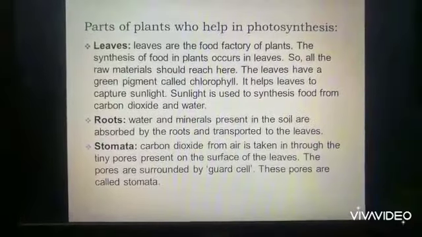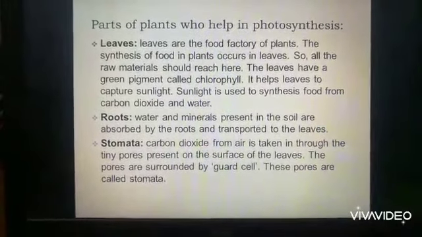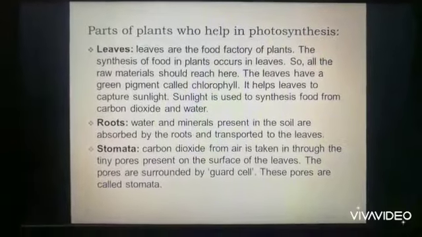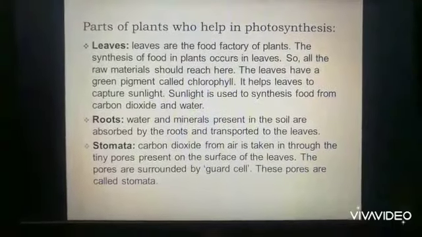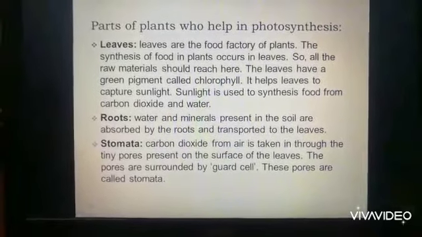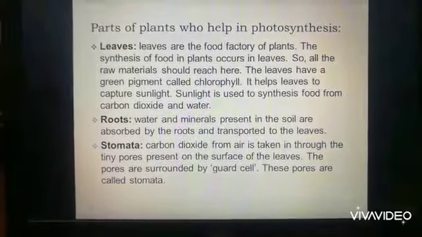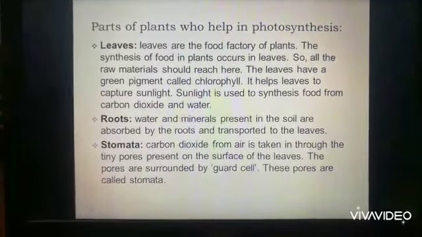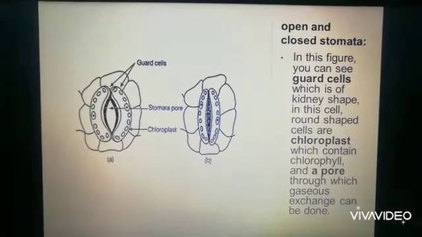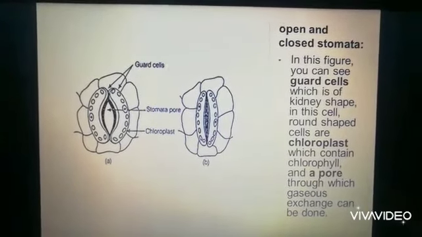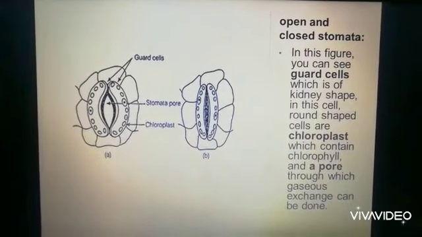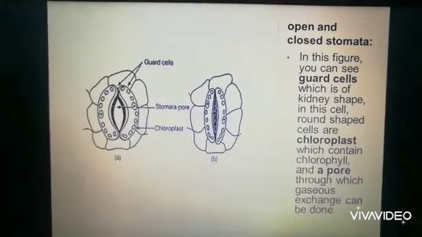Stomata are present in the leaf and that is also needed in the photosynthesis process. Carbon dioxide from air is taken through the tiny pores present on the surface of leaf. The pores are surrounded by guard cells. These pores are called stomata. Now we are going to learn about the stomata. What are actually called as stomata and who helps the stomata for the gaseous exchange.